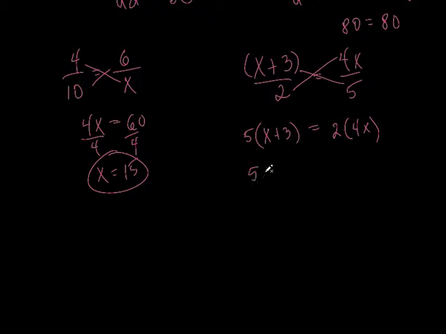What do we get? 5x plus 15 equals what? Just 8x. Subtract 5x from both sides, you get 3x equals 15. Divide by 3, and x is 5. And there you go. All right? You with me on that? It's not too hard, is it? I don't think so. Let's see what else we have.